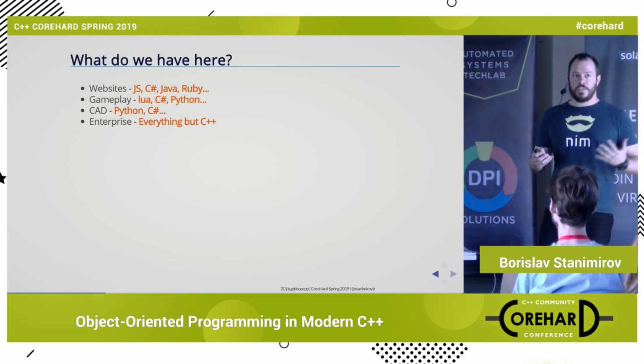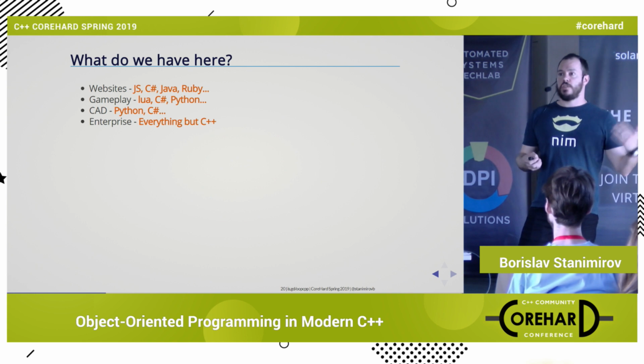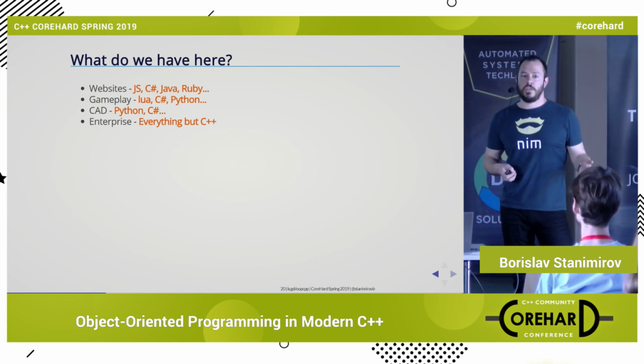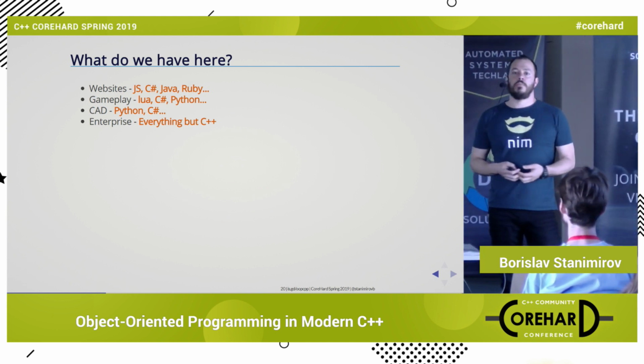But what do we have here? Websites like Facebook are typically written in JavaScript, and JavaScript in the backend too, JavaScript in the front end certainly, but the backend is also a popular place for C# and Java and Ruby and many other languages.